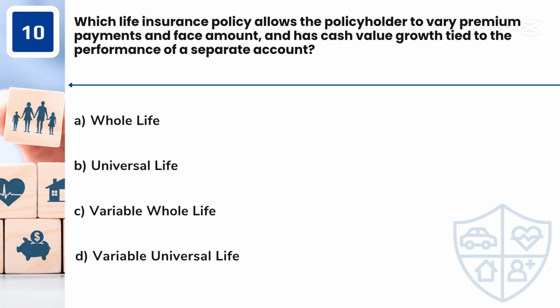Question 10. Which life insurance policy allows the policyholder to vary premium payments and face amount, and has cash value growth tied to the performance of a separate account? A. Whole life. B. Universal life. C. Variable whole life. D. Variable universal life.